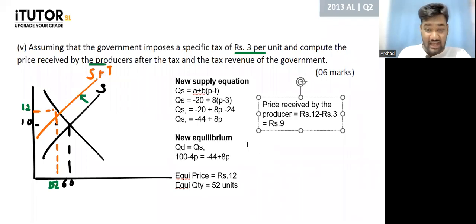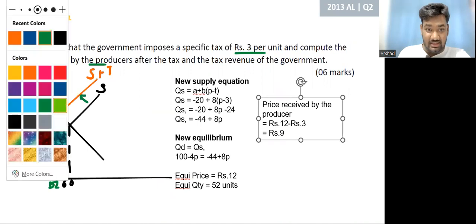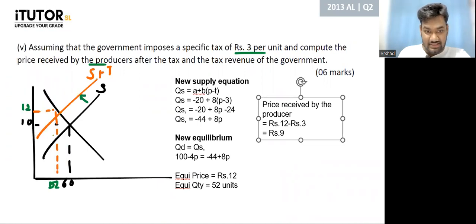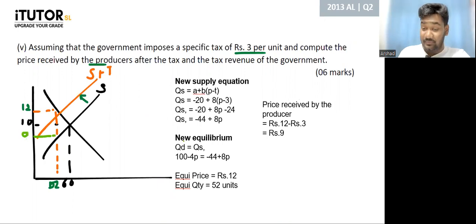So how do you show that in the diagram? In the diagram, it is this price over here. Let me put that in another color, green. This is the price of 9. Is that okay? Price received by the producer.